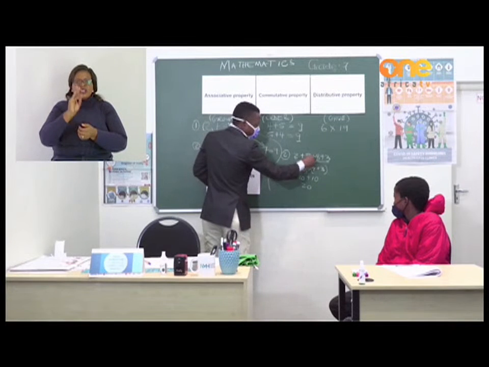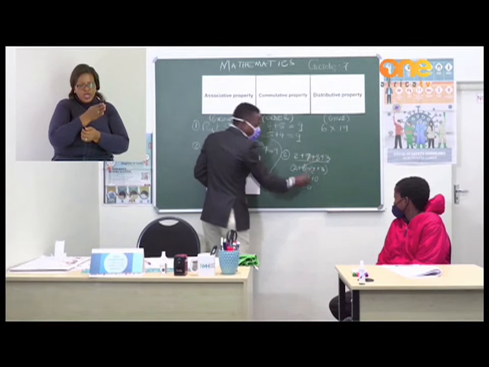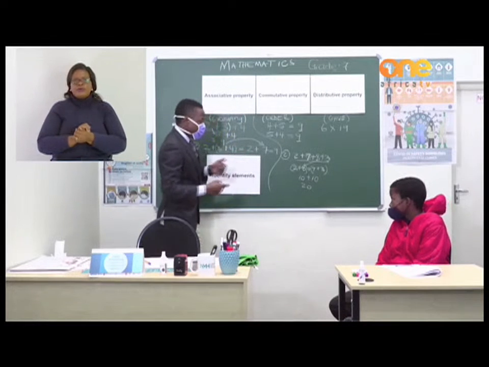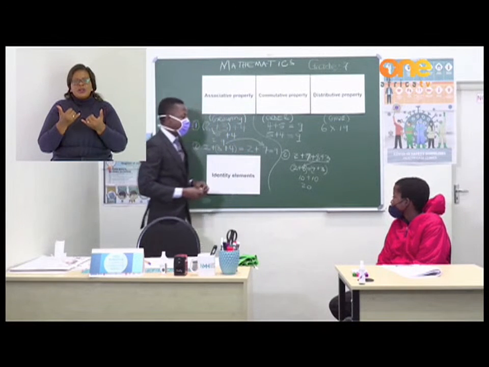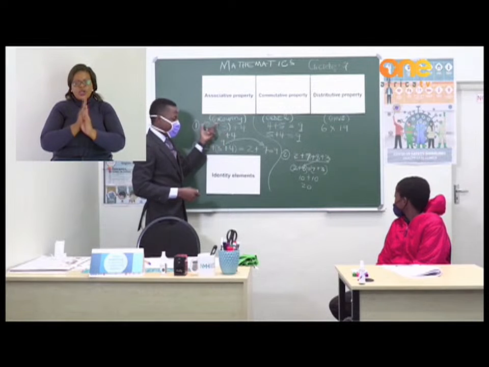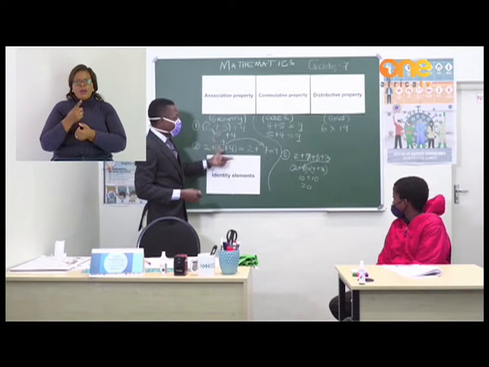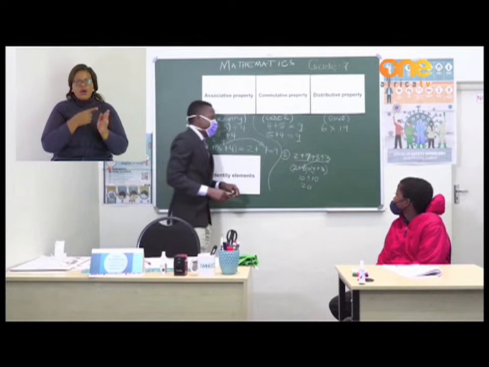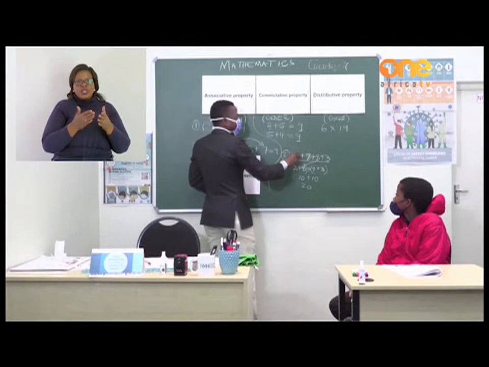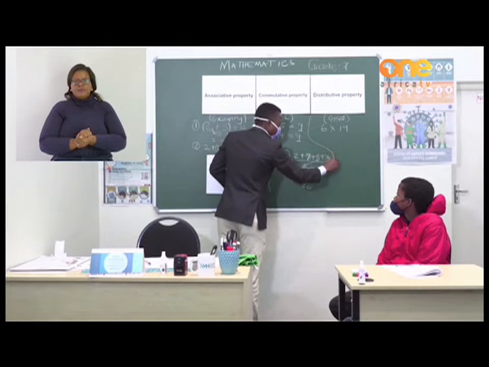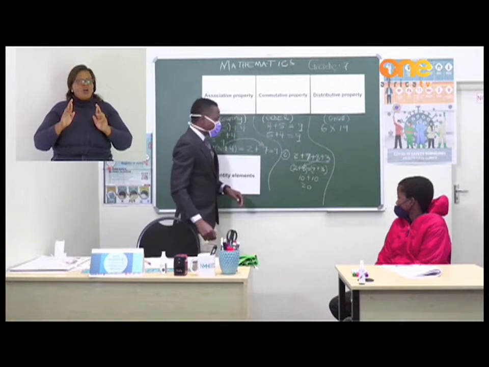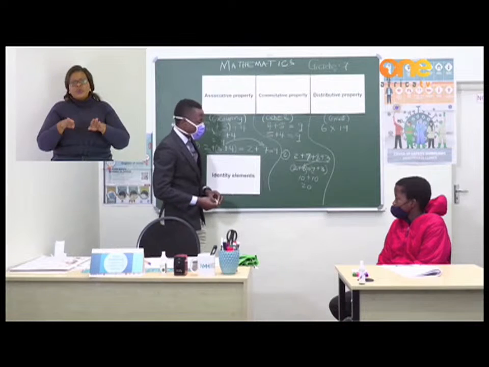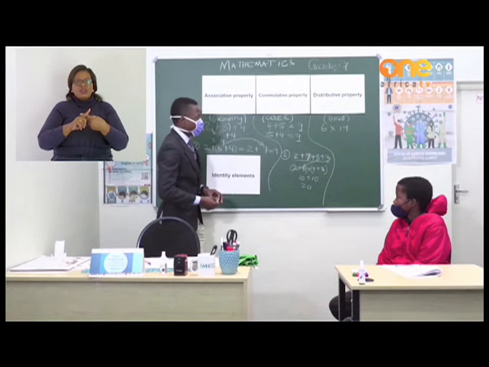7 was here, but you can see now 7 is here. So here there is a change of order, but here there is no change of order. It's just about where you start. I believe this one is understandable. You can also do multiplication with it. It will still be the same answer.